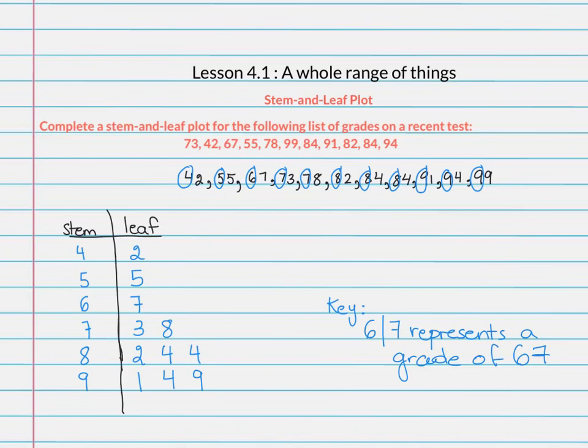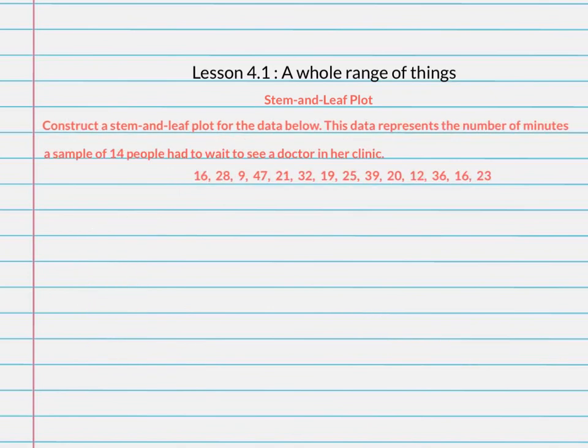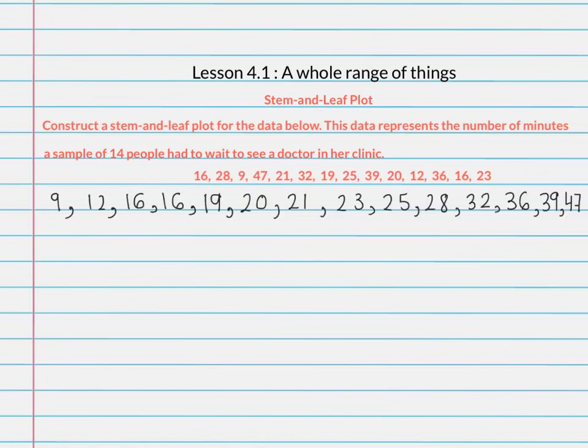/7 is read as 67. Another question: we have to construct a stem and leaf plot for a given data that represents the number of minutes the patients had to wait for their appointment or to see the doctor. Step number 1, we have to arrange the data from least to greatest.